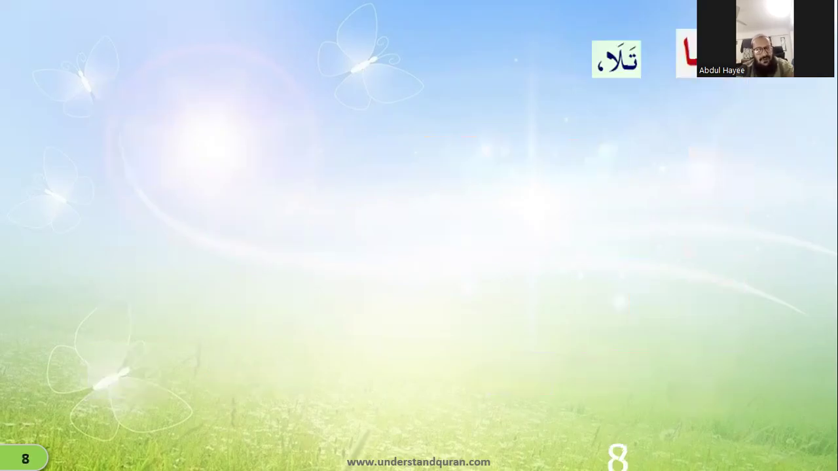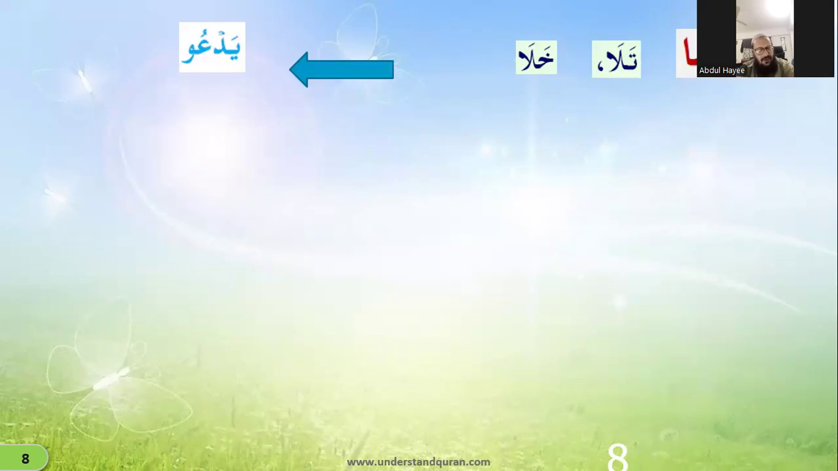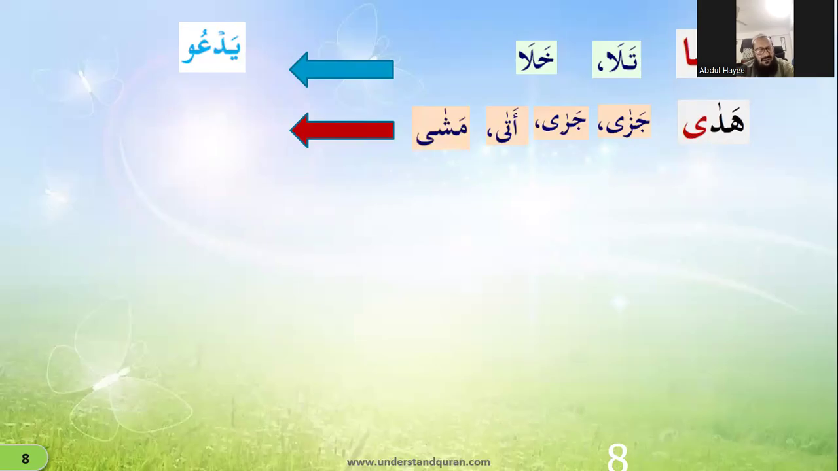Tala, khala. Da, yadu. So, tala, yatulu. Khala, yakhulu. On the pattern of da. Hada, jaza, jarra, ata, masha. Hada, yahdi. Jaza, yajzi, jarra, yajri, ata, yati, masha, yamshi.